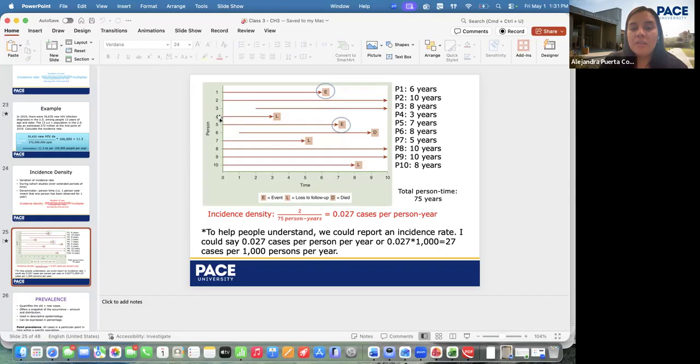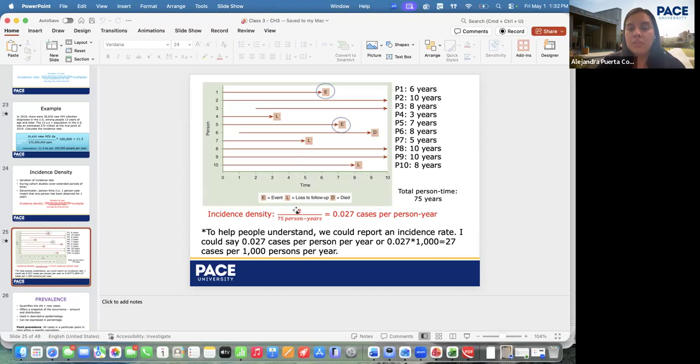Number 4, I started following at year 0 until year 3. How many years did I follow? 3, right? And then they left the study for whatever reason. So then you look at the people who got the event. Those are going to be my numerator, right? People who got the event. Why are the people with the D who are deceased or L to loss of follow-up not part of my numerator? Because I'm looking at incidence, right? And incidence is just new cases.